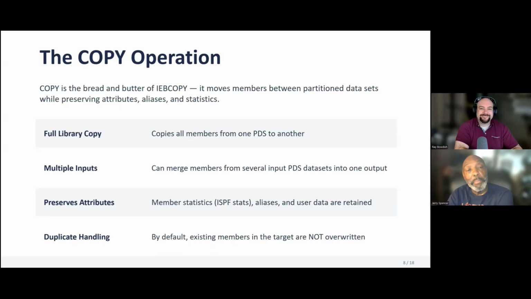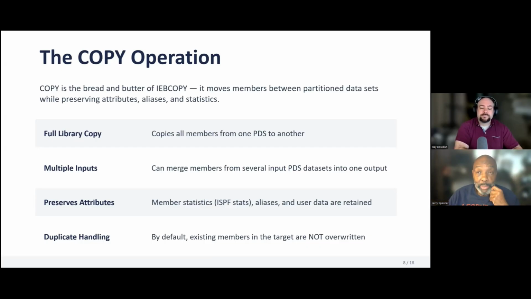It says copy is the bread and butter of IEBCOPY. And this is what IEBCOPY is for, to move things between PDSs. You can preserve attributes, aliases, and statistics. Now, it didn't used to preserve aliases. If you just copied a member, if you copied an alias member, it would make that into its own member of the PDS. And that caused all kinds of issues.